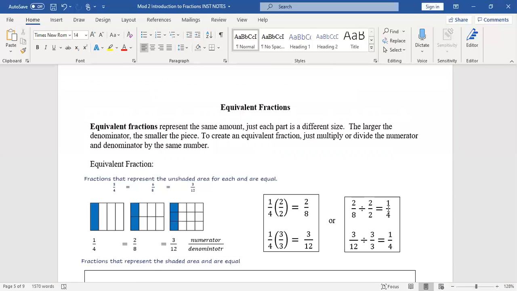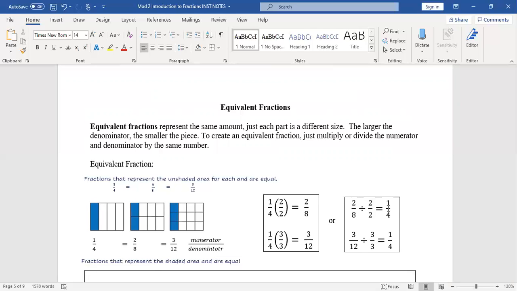So that 1/4, if I took the numerator and the denominator and multiplied both by 2, I would get 2/8, which is demonstrated in the middle rectangle. If I took that 1/4 and I multiplied the numerator and denominator by 3, I'd get 3/12. And again, I could go backwards.